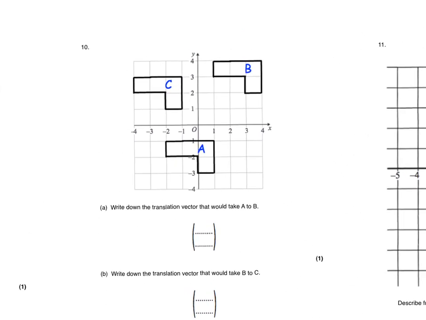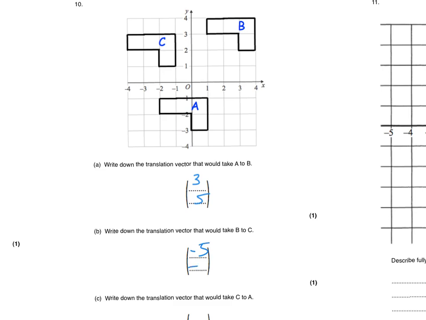The next question: write down the translation that would take A onto B. So I'll just do the same thing. I'm going to go from this bottom right-hand corner. So I would go 1, 2, 3 to the right, and 1, 2, 3, 4, 5 up. So that just means that it is 3, 5. The next question says that we take B to C. So there's B and there's C. I'm going to pick a different corner this time, the top left. So I go left 1, 2, 3, 4, 5, and I go down 1. So that gives me a vector of minus 5, minus 1, because it's left and down.